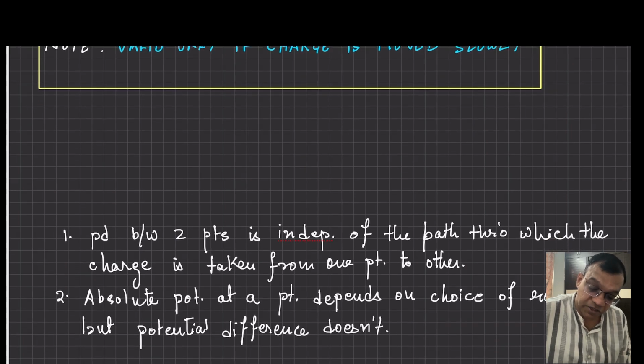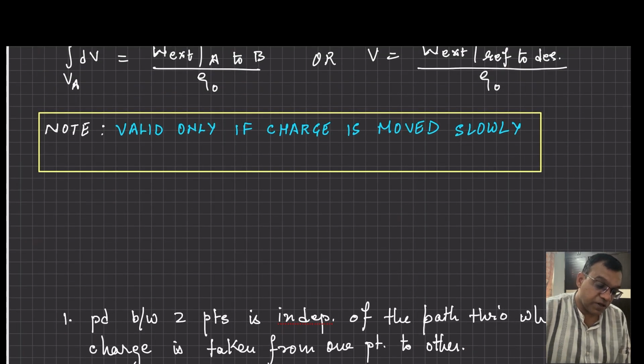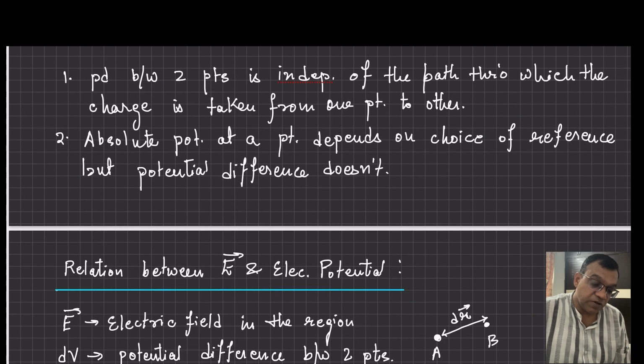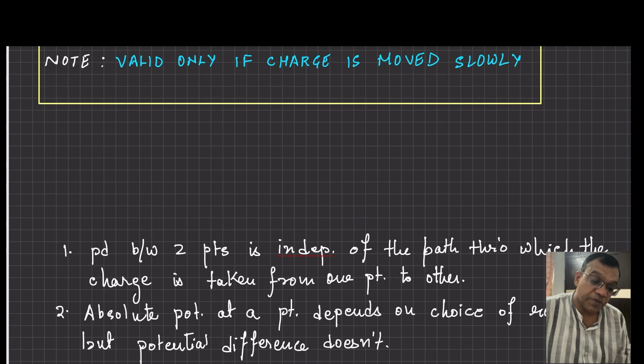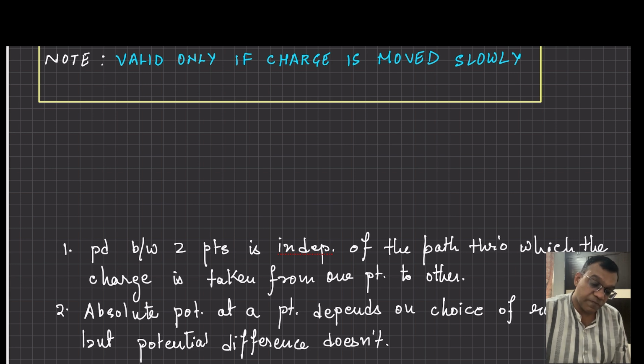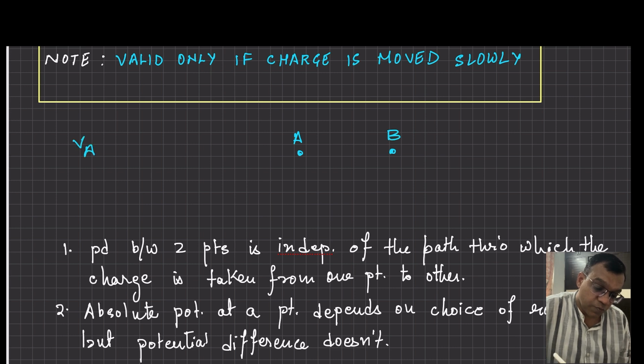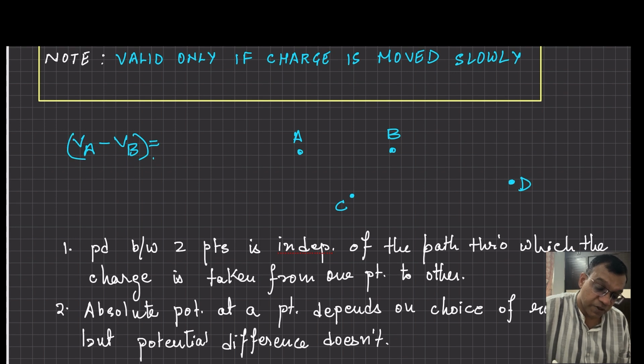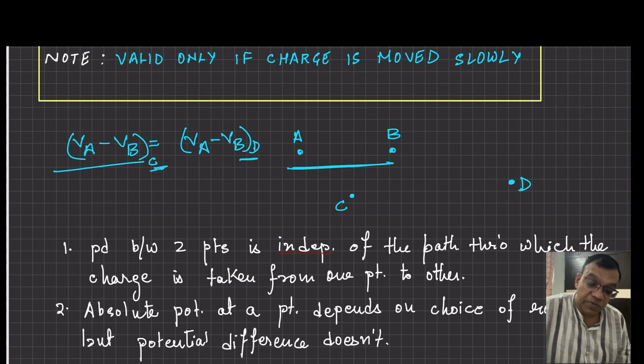Only for that part it is there. Now, if I say a few points, potential difference between 2 points. If we are saying there are 2 points A and B, potential difference between these 2 points, VA minus VB, whether you take C as the reference configuration or D as the reference configuration, it doesn't matter. Potential difference between 2 points will remain same.